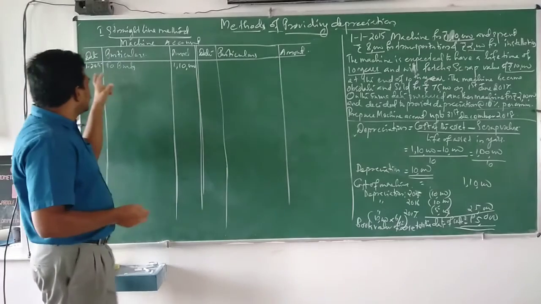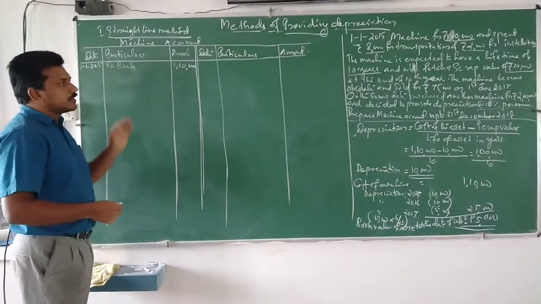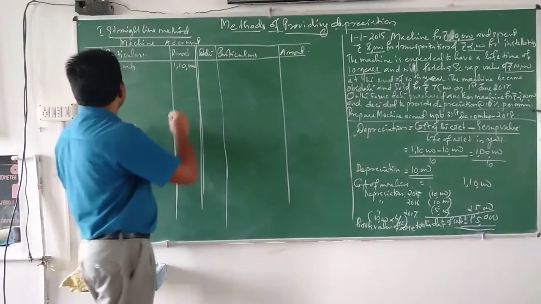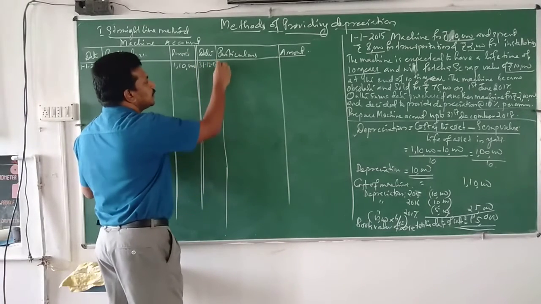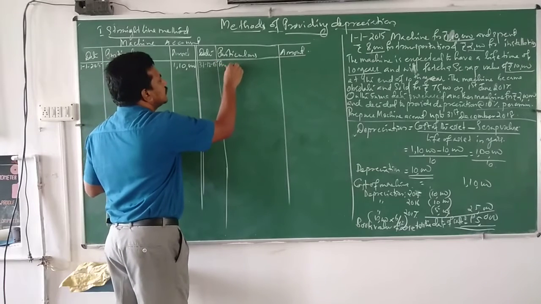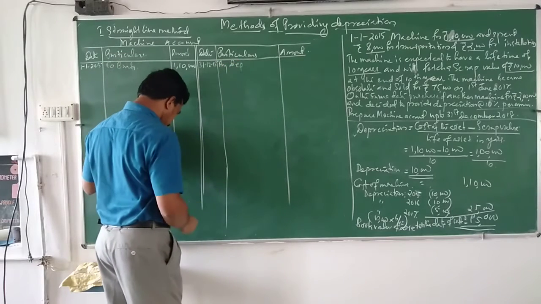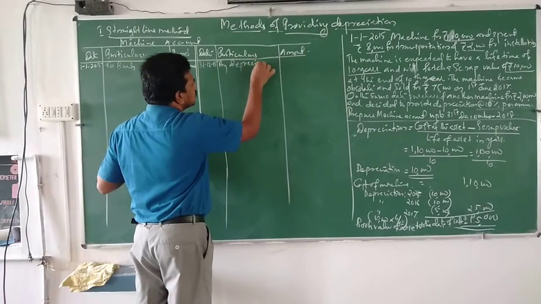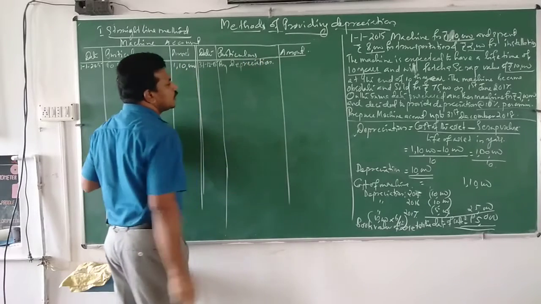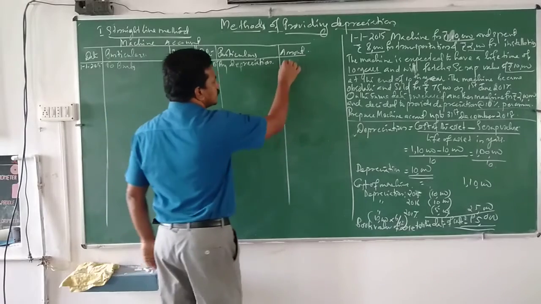So the first journal entry is written. We can write the depreciation journal entry. That will be at the end of the year, 31/12/2015, by depreciation. How much? 10,000 is the depreciation.